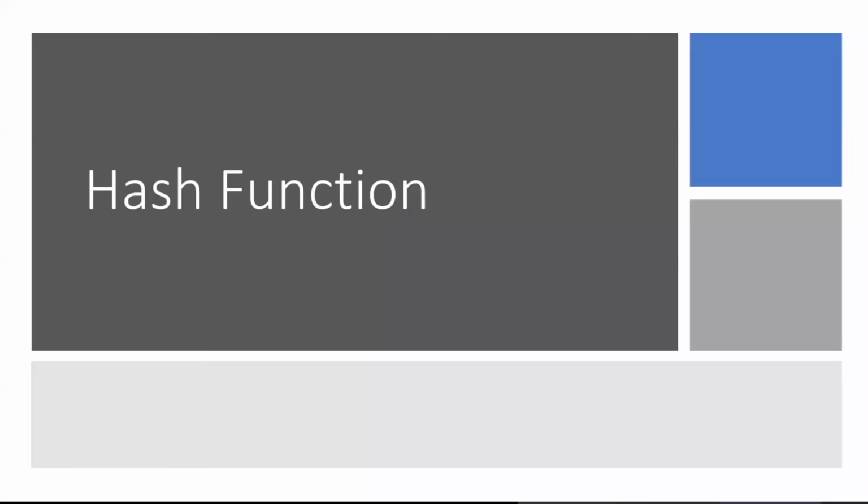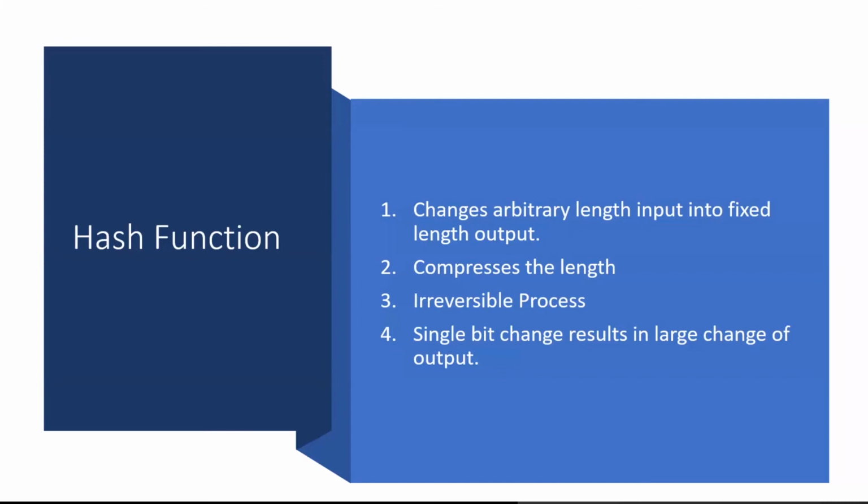So before starting MD5, we'll just note down these four properties of hash function. Okay. The first point says, a hash function changes arbitrary length input into a fixed length output. So what does that mean? A variable length message is converted into a fixed length output using a hash function.